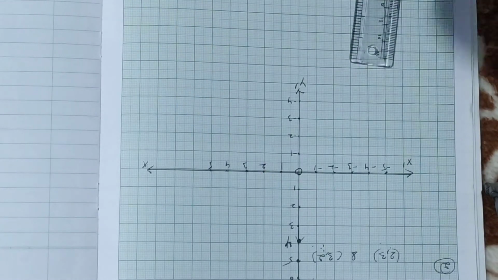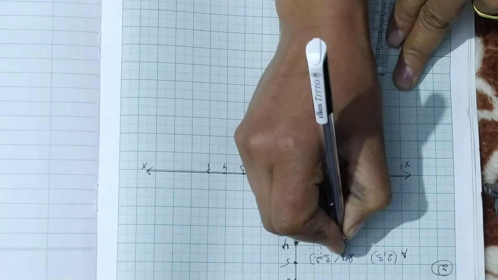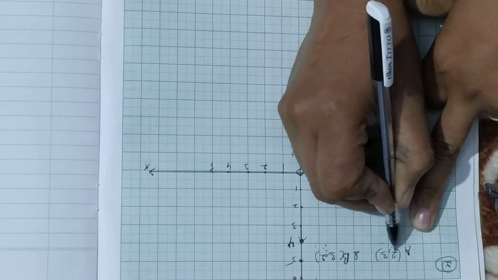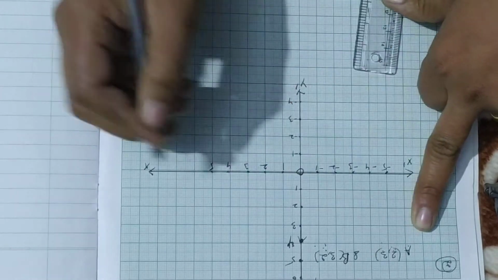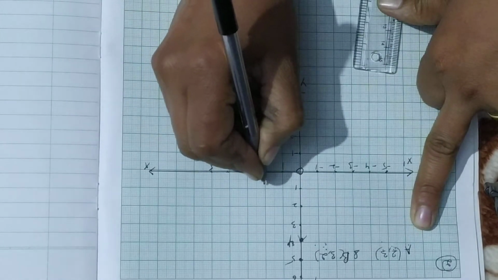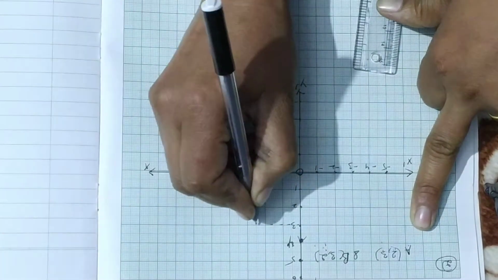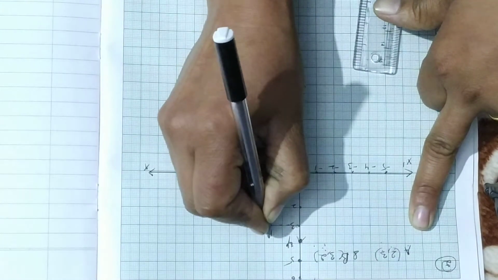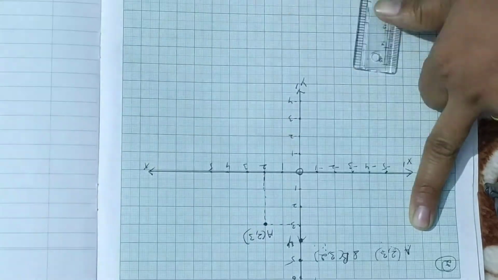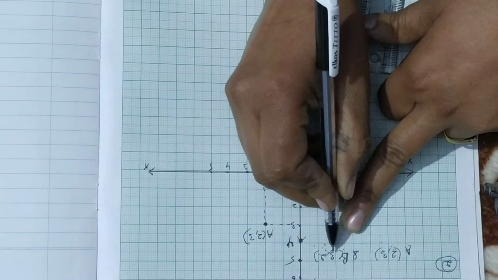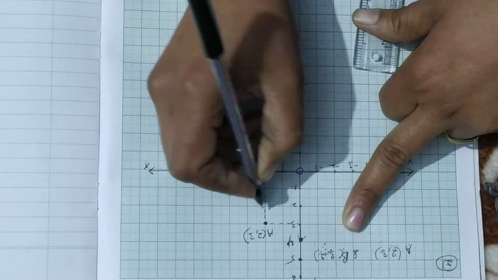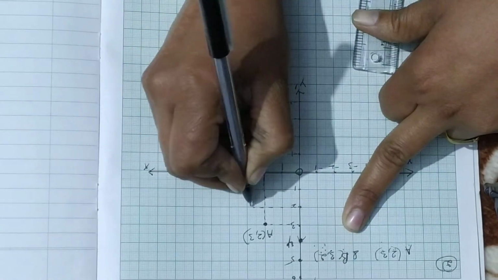So first draw the points: this is point A and next is B. First point A is (2, 3). X is 2, y is 3. X is equal to 2 and the y coordinate is 3. So this is point A, coordinates (2, 3). Next, point B is (3, 2). It will touch the x-axis at 3 and the y-axis at 2.